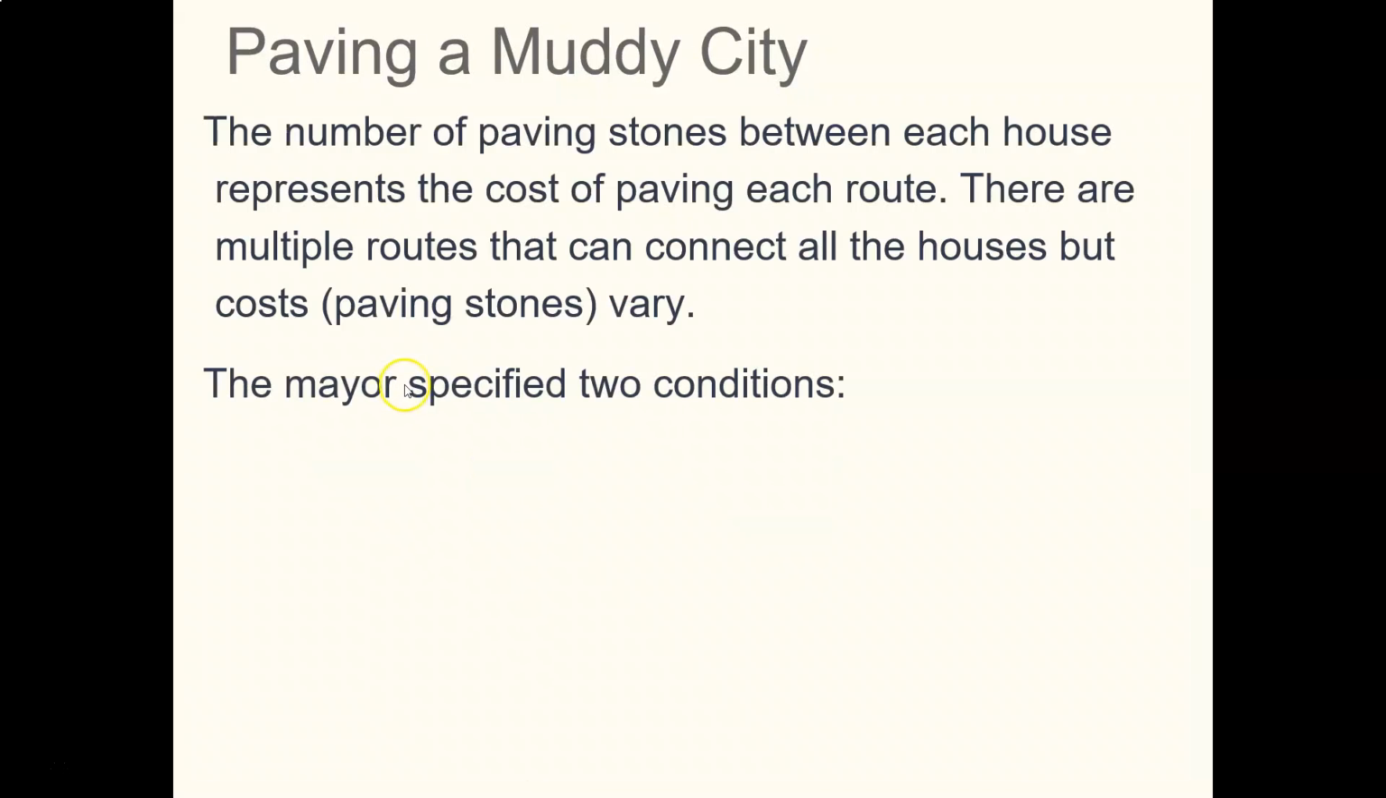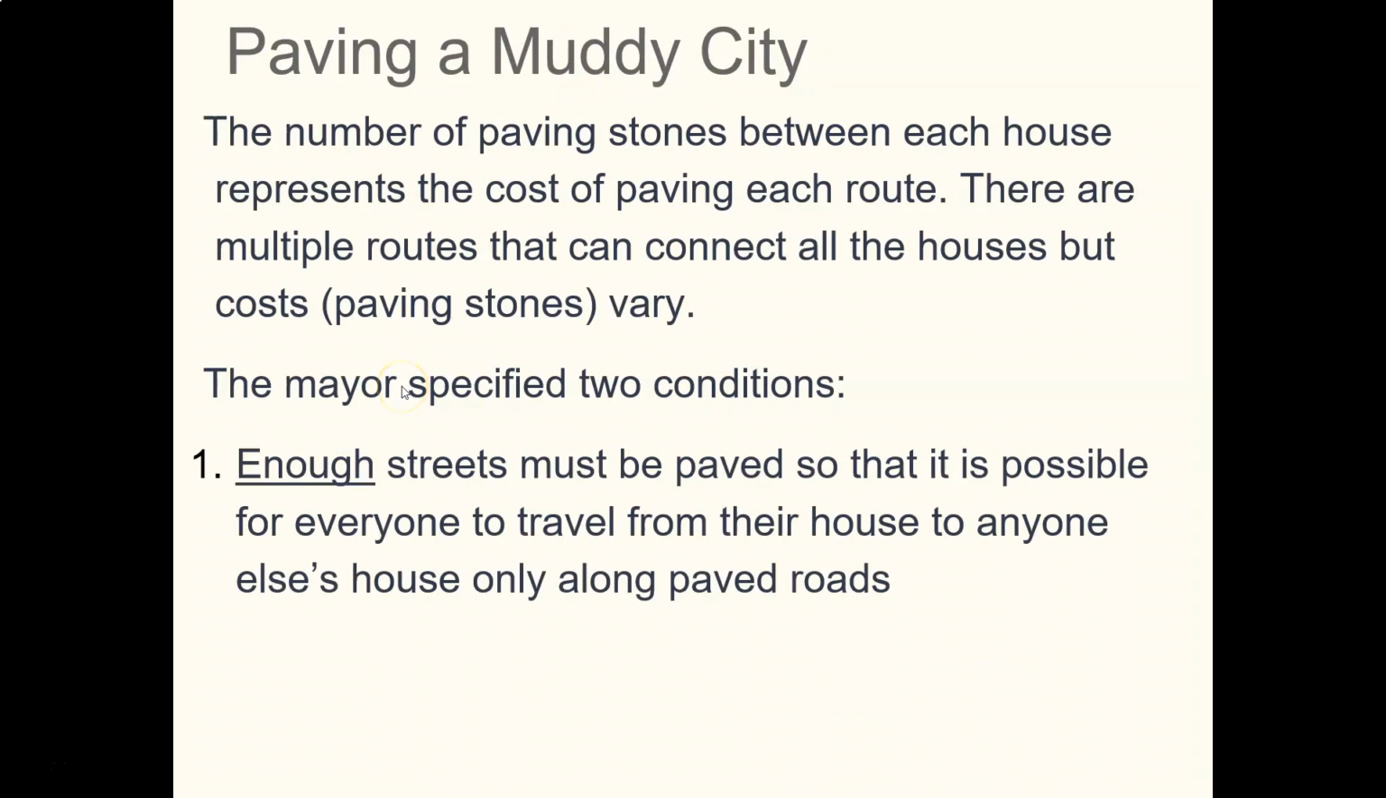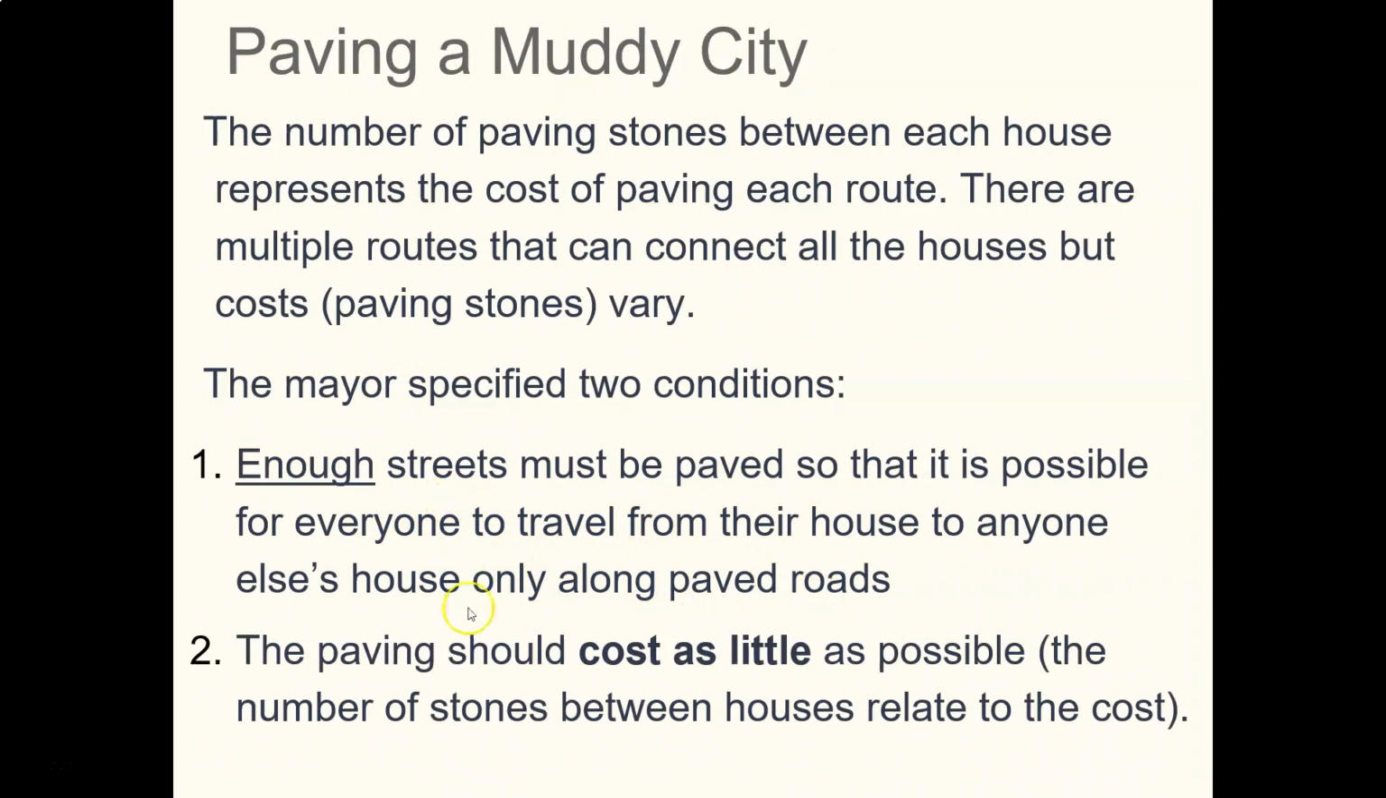So the mayor specifies two conditions. Enough streets must be paved so that it's possible for everyone to travel from their house to anyone else's house along a paved road. And the paving should cost as little as possible. Like I said, the number of stones between the houses relates to the cost to pave the road between the houses. So the problem comes down to figuring out the least number of paving stones needed to allow people to get from any house to any other.